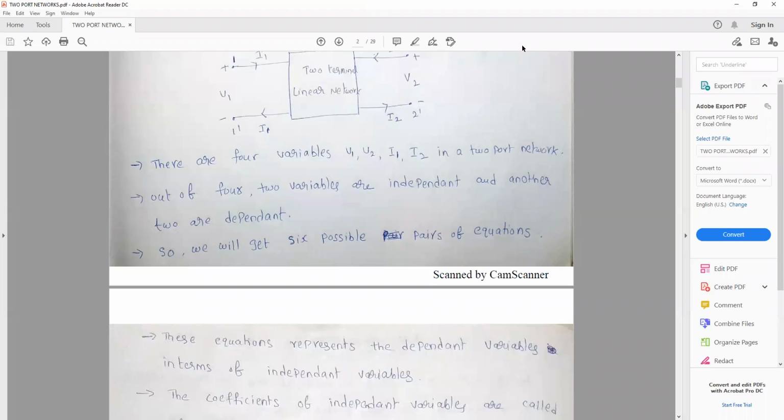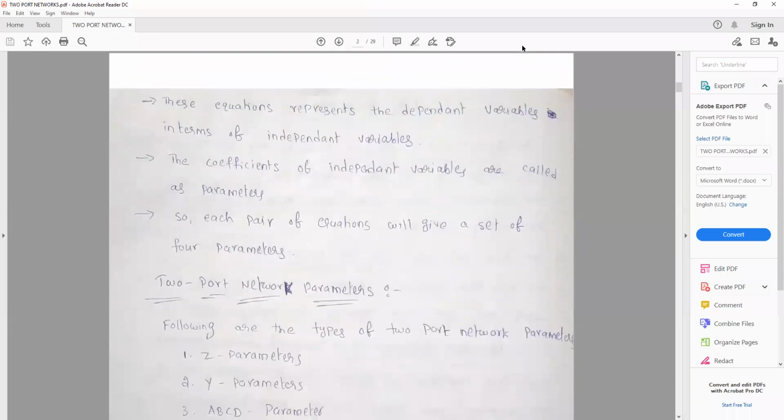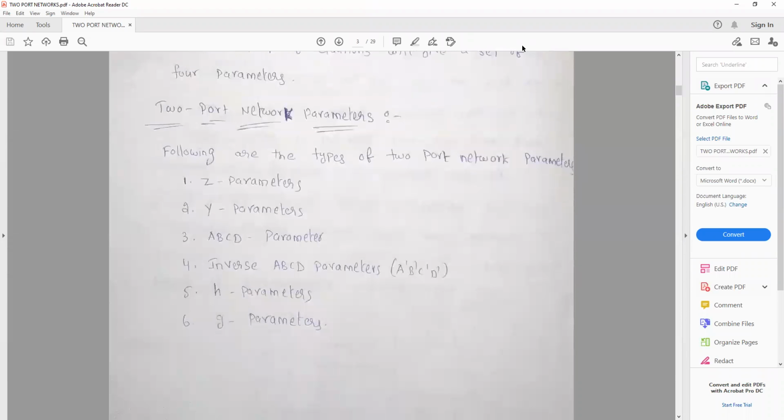There are Z, Y, ABCD, inverse ABCD, H and inverse H, nothing but G parameters. These are all six pairs of equations, that is six possible pairs of equations.